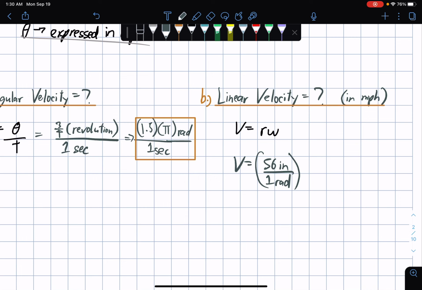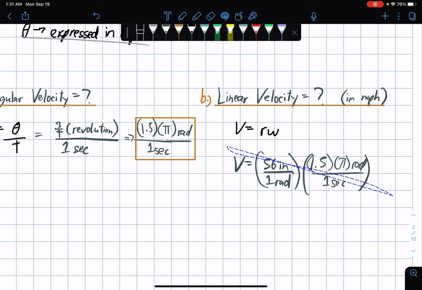I just want to tell you that I was sort of successful knowing this, even though the concept is quite difficult and varying. Every problem has its own unique way to solve it. There's not much standardization. You'll get by just by listening to what I'm saying right now. So times w is our angular velocity, which is this one. So times 1.5 pi rad over 1 second.